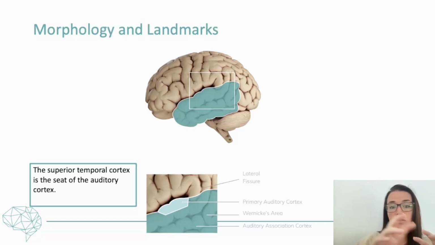And this sits right near Wernicke's area, which is the area of the brain responsible for the comprehension of language. So we can see the primary auditory cortex and the comprehension of language areas sitting closely together because they're so closely related. And then the rest of that space is the auditory association cortex.